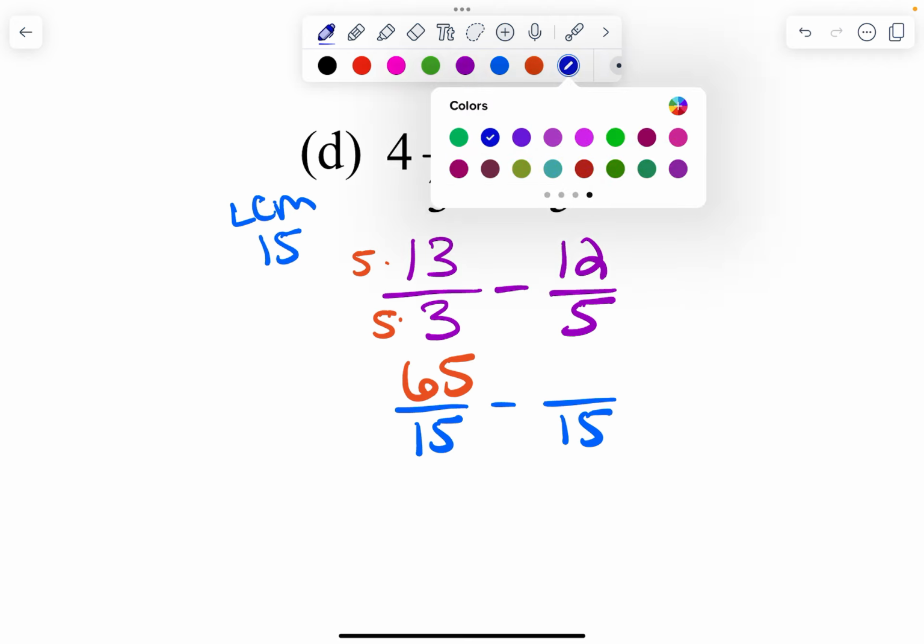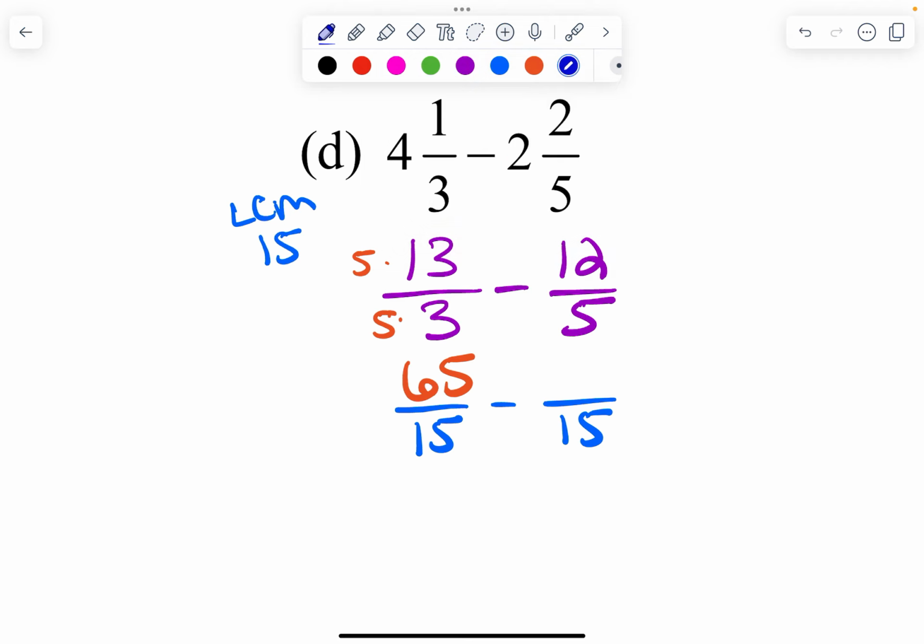Okay, and then I'm going to do 5 times 3 to get my 15, and then times by 3, do a little erasing there because that was horrible to read, and then 12 times 3. I can do the same thing I did in the last one. So 3 times 10 is 30, and then 3 times 2 is 6. 30 plus 6 is 36.